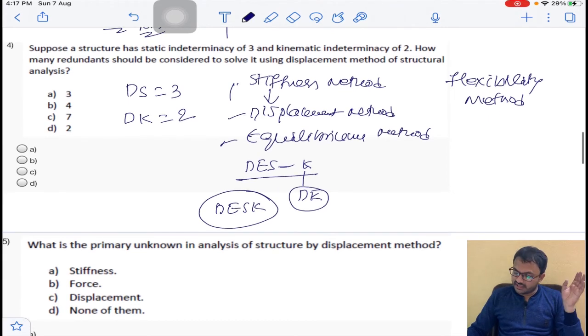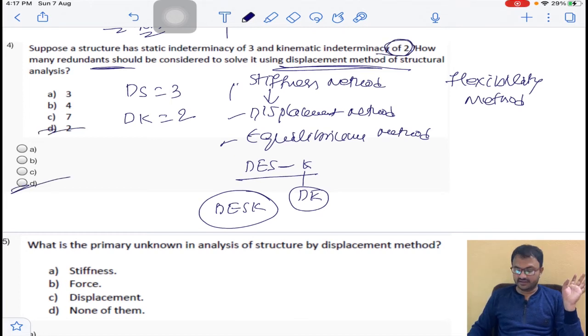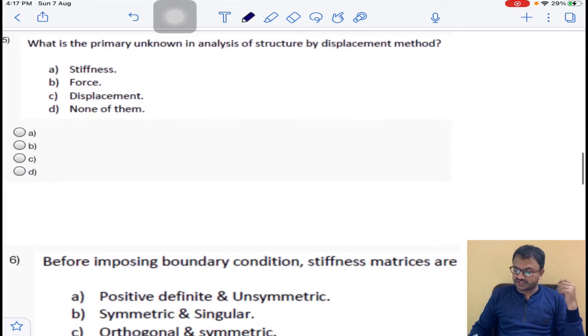So he asked us to calculate in the displacement method the number of unknowns considered redundancy. That is the degree of kinematic indeterminacy, that is 2, is the answer. Answer will be D.